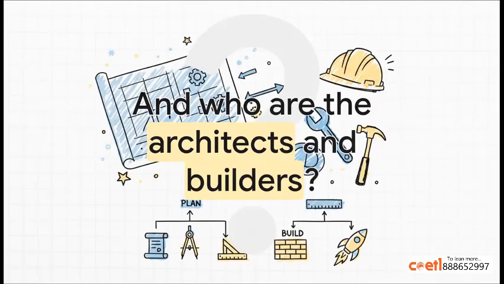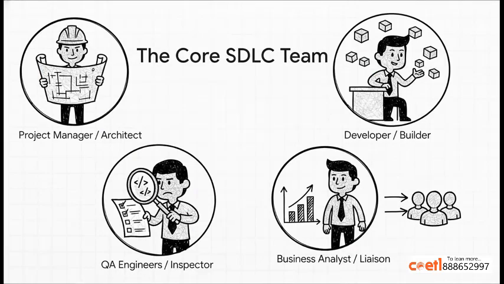But of course, a blueprint is just paper, isn't it? It's pretty useless without a skilled and coordinated team to actually read it and bring that vision to life. So let's meet the core team. You've got your project managers. Think of them as the architects, overseeing the whole plan. Then you have the developers, who are the builders, the ones actually writing the code. Your QA engineers are the inspectors, making sure everything is built to code and there are no defects. And finally, the business analysts, who are kind of like the liaisons, making sure what's being built is exactly what the business needed in the first place.